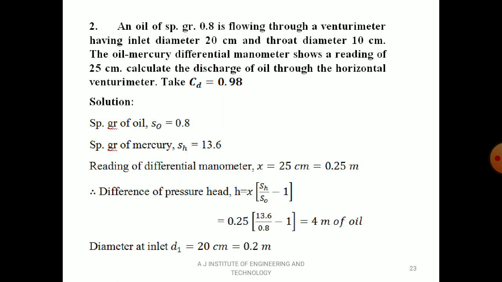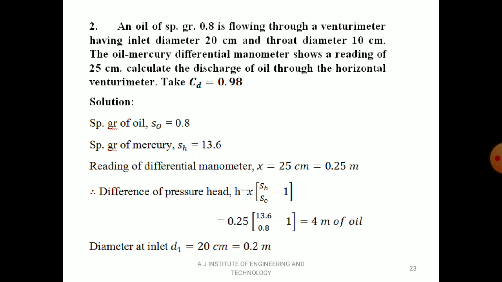Again, this is the case of a horizontal Venturimeter and oil of specific gravity 0.8. The flowing fluid is oil of specific gravity 0.8. The inlet diameter, D1, is equal to 20 cm. Throat diameter, D2, is equal to 10 cm. The oil-mercury differential manometer shows a reading of 25 cm. Again it is x, not h. x equals 25 cm. Calculate the discharge of oil through the horizontal Venturimeter. Q equal to how much? Take CD equal to 0.98. This coefficient of discharge is equal to 0.98.